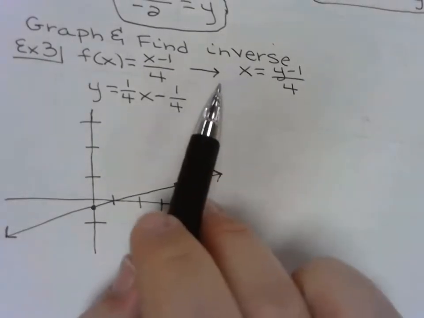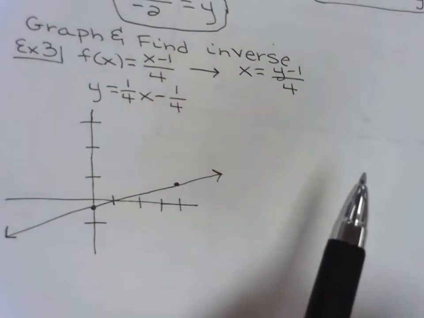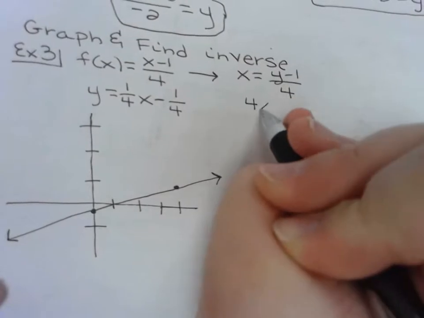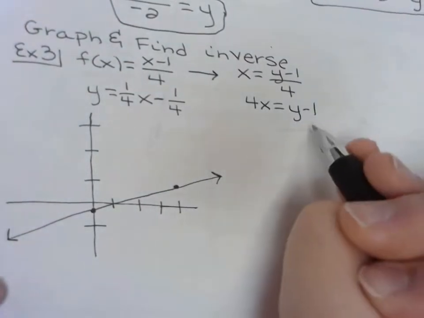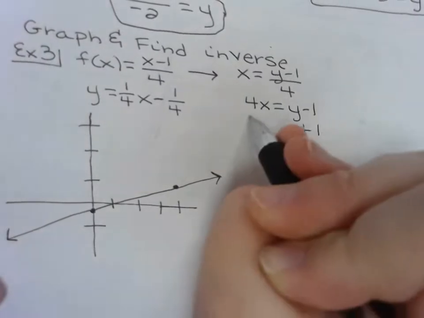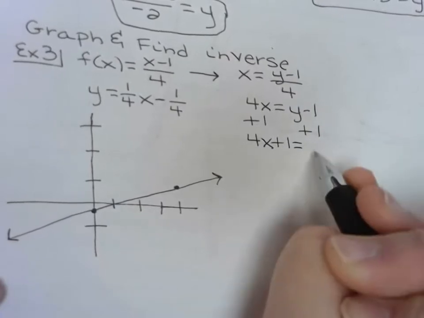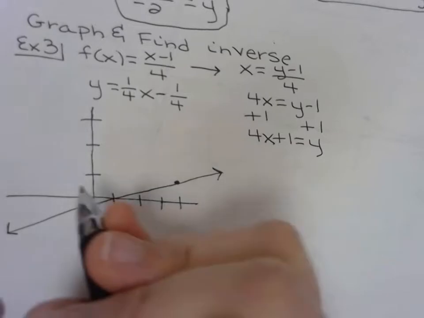To find the inverse, just like I did, you switch x and y. So x is in front, y is where x was. And then you solve for y. What would I do first to solve for y? Multiply by 4. So 4x equals y minus 1. What do I do next? Add 1. 4x plus 1 equals y. And then you graph it. What's the y-intercept? 1.